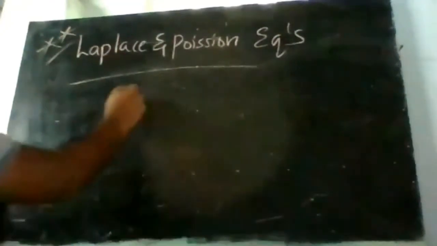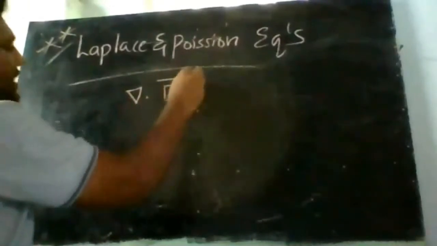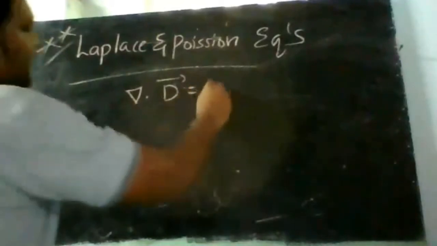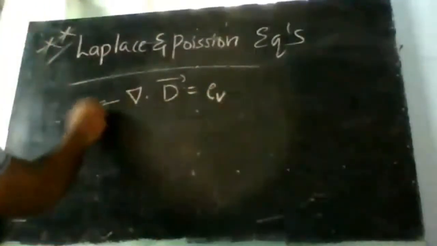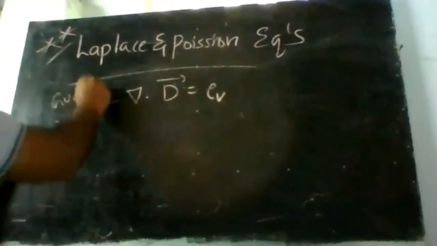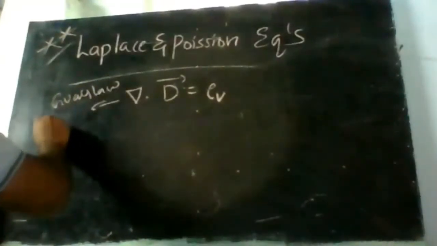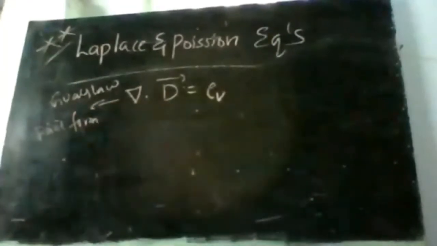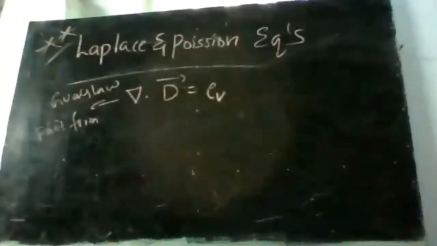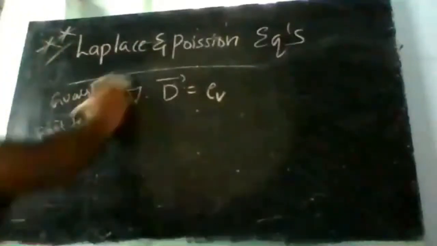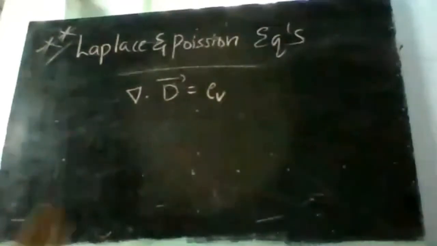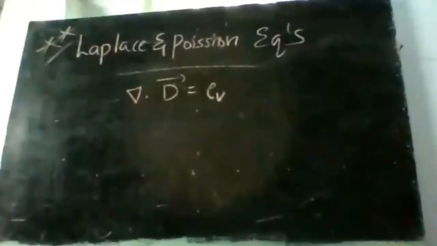Firstly we will consider the first Maxwell equation in the point form. As per Maxwell's equations, we have del dot D bar is equal to rho v. This is also called Gauss law in point form. Remember, this equation is called Gauss law in point form because it is derived from Gauss law. So considering this equation, del dot D bar is equal to rho v.